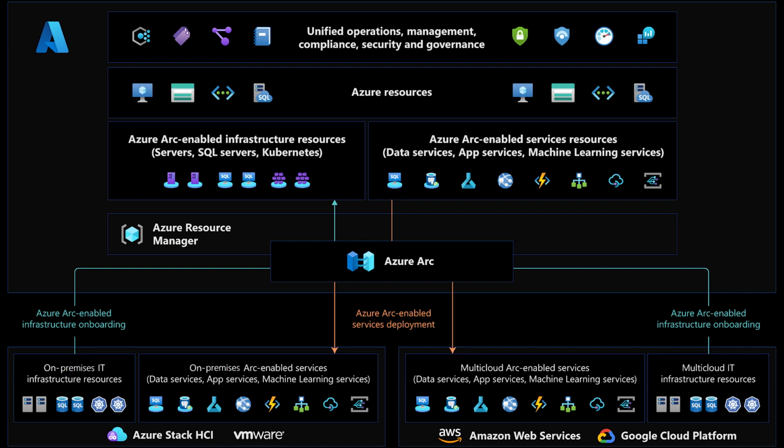There's also unified identity, so you can use Microsoft Entra ID to authenticate and authorize your hybrid resources, and also enable single sign-on and role-based access control, or RBAC, across your hybrid cloud. Also, there is flexible deployment. You can deploy Azure Arc-enabled resources to any location that meets your business needs and also regulatory compliance.